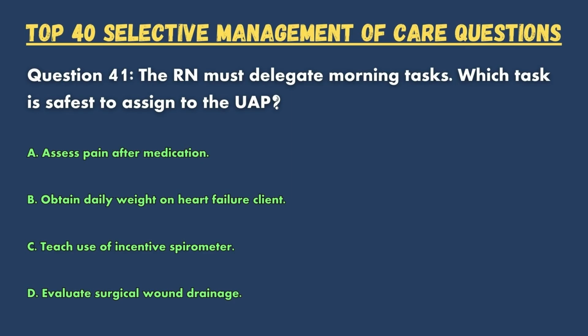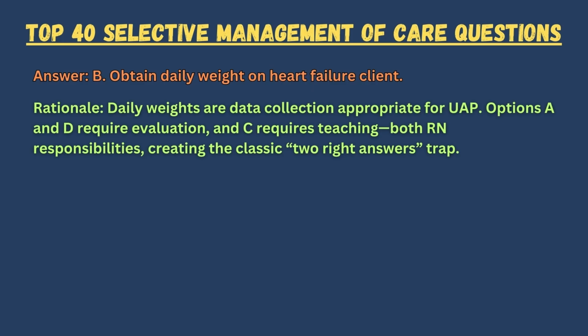Question 41. The RN must delegate morning tasks. Which task is safest to assign to the UAP? A. Assess pain after medication. B. Obtain daily weight on heart failure client. C. Teach use of incentive spirometer. D. Evaluate surgical wound drainage. Answer: B. Obtain daily weight on heart failure client. Rationale: daily weights are data collection appropriate for UAP. Options A and D require evaluation, and C requires teaching. Both are RN responsibilities, creating the classic two right answers trap.